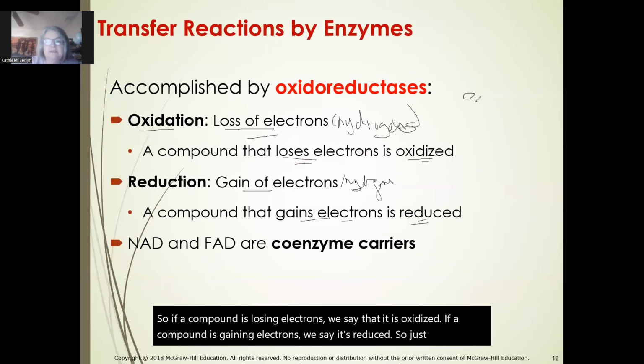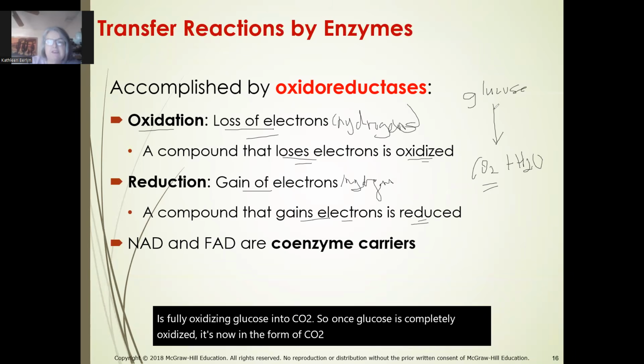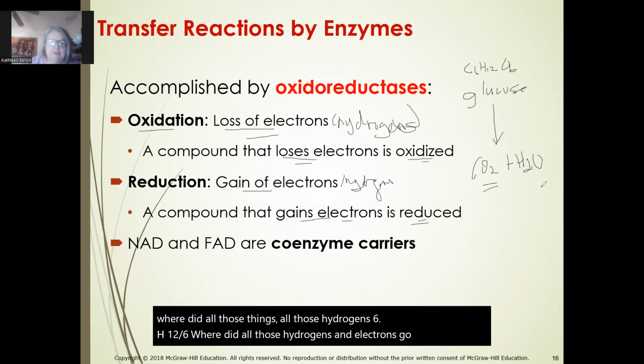So just in the process of breaking down glucose all the way to CO2 plus water, which we're going to talk about all those reactions later, this whole process is fully oxidizing glucose into CO2. So once glucose is completely oxidized, it's now in the form of CO2. And we've got to figure out where did all those hydrogens, C6H12O6, where did all those hydrogens and electrons go? And we're going to follow that and figure out that they go to the water ultimately.